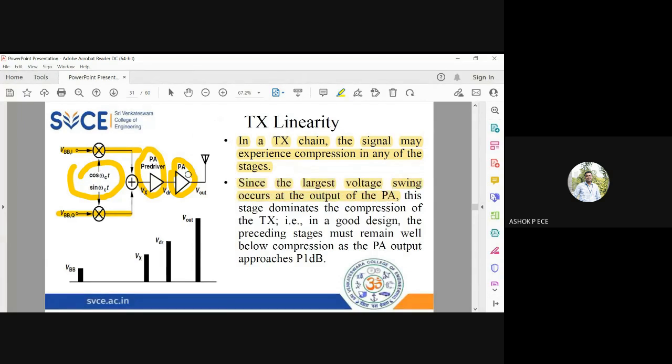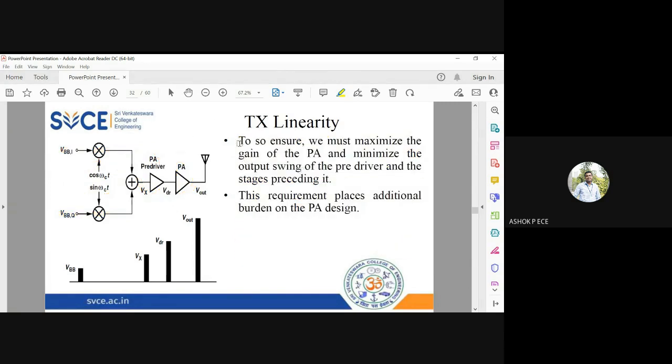So we don't burden our PA, we have a pre-driver, which is going to ensure that the output is approachable till your 1 dB compression point. So this pre-driver will reduce the load of the actual power amplifier, to ensure that we maximize the gain of our amplifier and minimize the output swing of the stages preceding it. So we don't place the burden on the power amplifier, we place the burden on the pre-driver. So you can have any number of pre-drivers, and the final one should have only one power amplifier which can effectively amplify the signal to the largest extent possible.